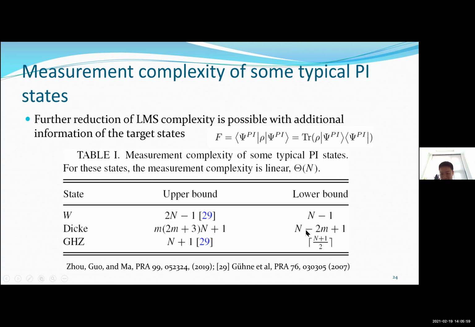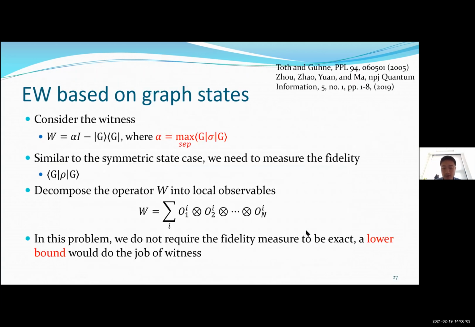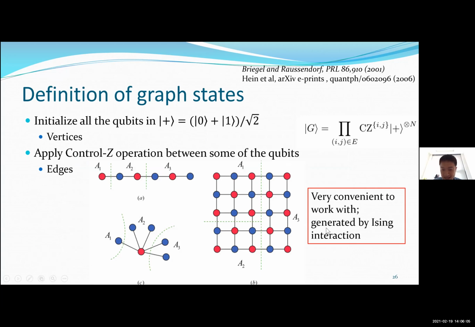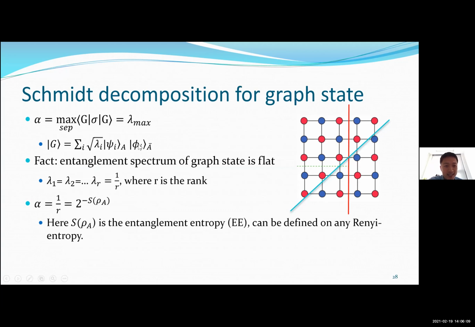Due to time limits, I really don't have time for the graph state. The good thing about graph states is that, let me quickly show you just one result. If you take the bipartite state in this case, the Schmidt number is always, the spectrum is always flat.